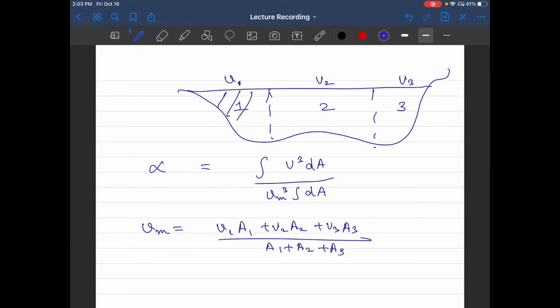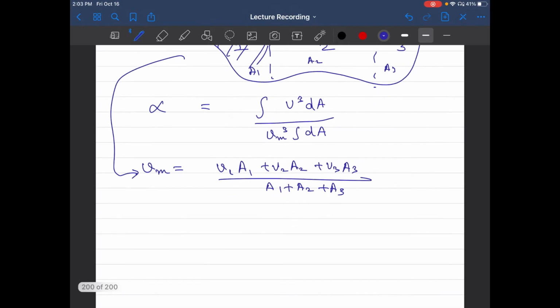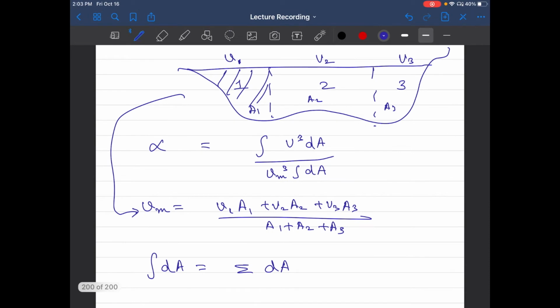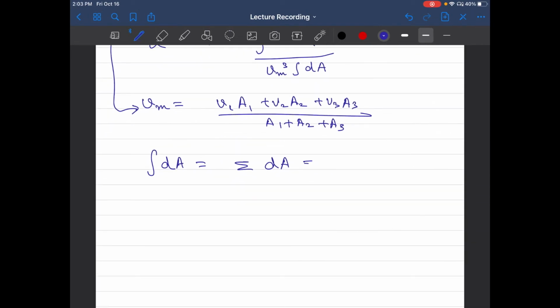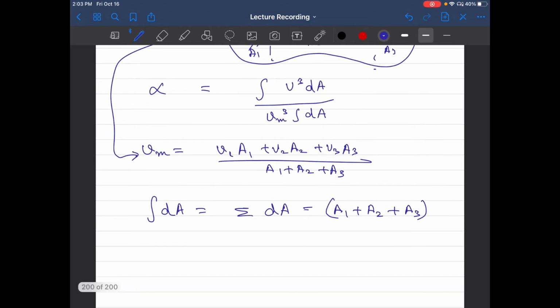If we know the cross-sectional areas as A1, A2 and A3, you can clearly imagine this as a weighted averaging of velocity that we are doing. Now, the integration of dA is equivalent to the summation of dA if we discretize this cross section, which again is simply A1 plus A2 plus A3. So we have calculated our expression for Vm cube, as well as our expression for the integral of dA.